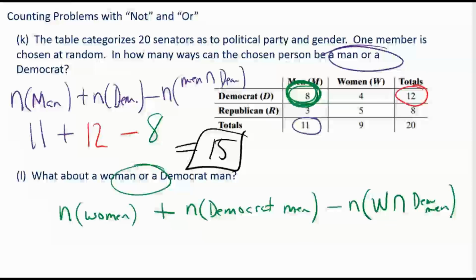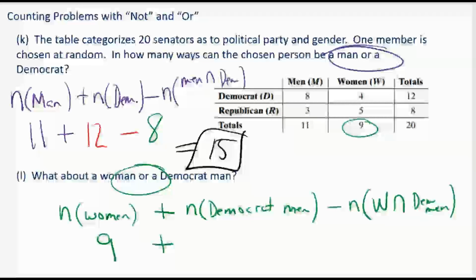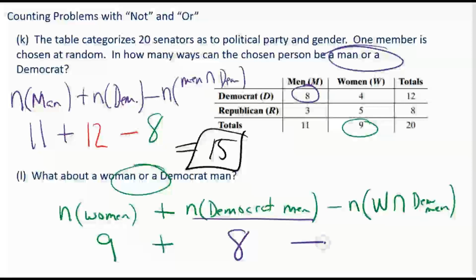So the number of women, first let's just look back at our chart. The number of women total down here is 9, right? So there's 9 women plus, how about the number of Democrat men? We looked that up just a minute ago. There are 8. And then we have to subtract out the intersection.